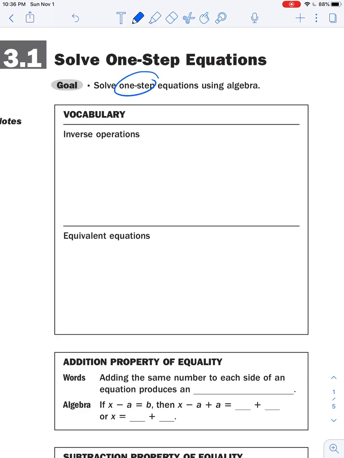Today we're going to be starting with just one-step equations. And so we're going to be looking at what we call inverse operations. Inverse operations undo each other. So adding will undo subtracting and vice versa. Multiplication will undo division and vice versa. So that's how we know how to undo something.